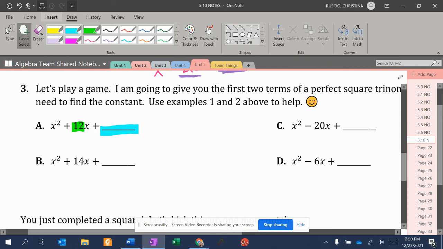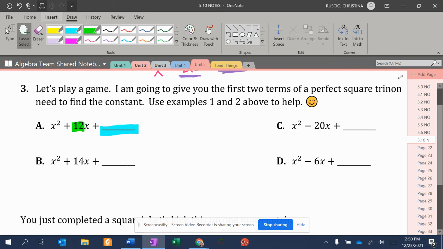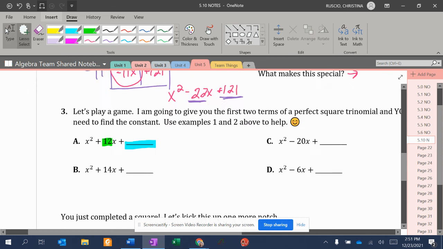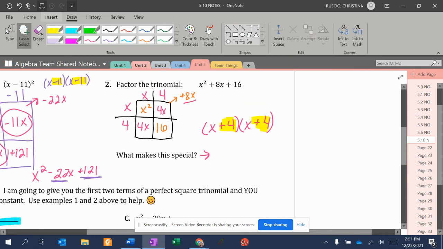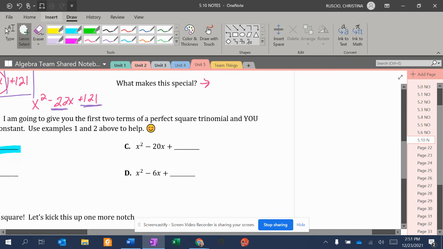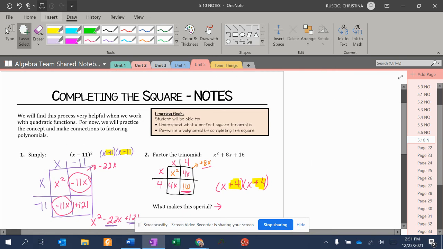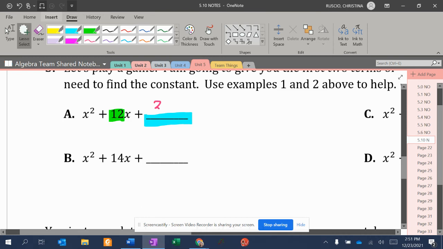So what we are going to try to do is find two numbers that add to 12 that are the same. What two numbers that add to 12 are the same? If you said 6 and 6, you are correct. If you think about what was happening here, 4 plus 4 was 8, and then how did we get this 16 here? Oh, we multiplied 4 times 4. So what is 6 times 6? That would be 36. Okay, part B, let's do the same thing. What number plus itself is 14? If you said 7, you're correct. And 7 times 7 gives us 49.